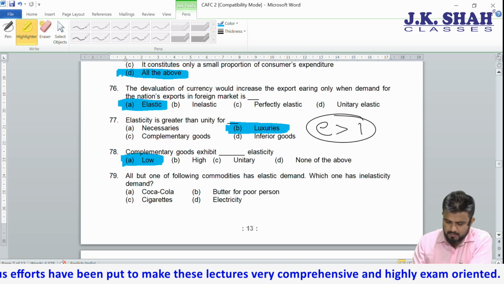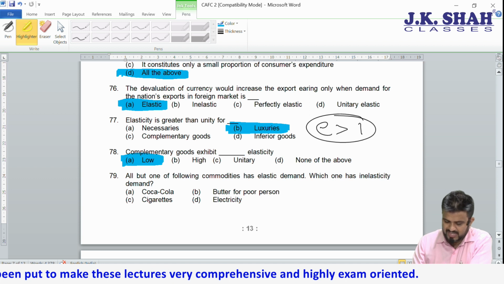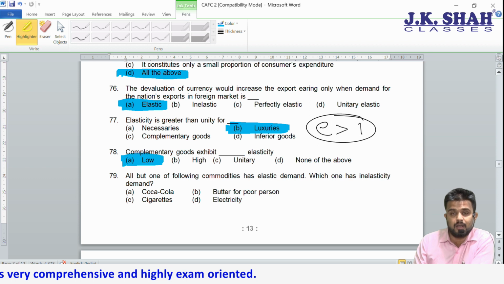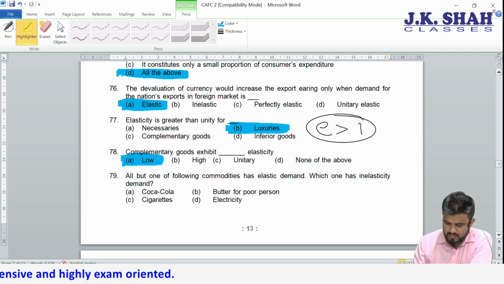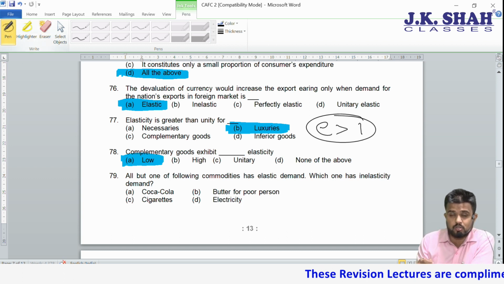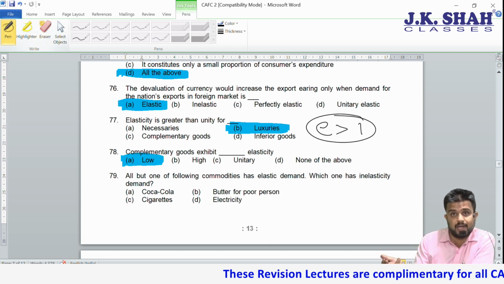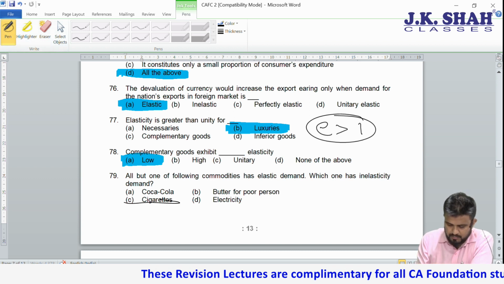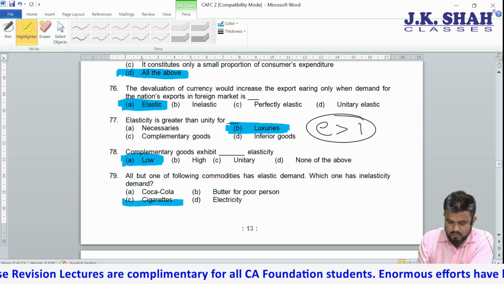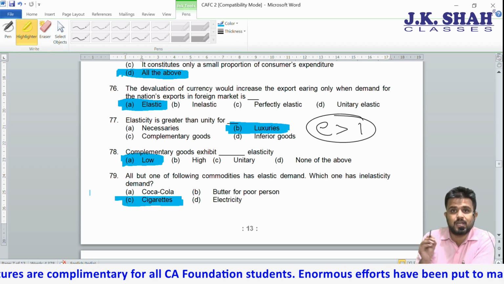Next is, all but one of the following commodities has elastic demand. Which one has inelastic demand? Very important. So can I say electricity has inelastic demand? I am very sorry, they have given cigarettes also. So a person who is habituated, for him it will become inelastic. So the most appropriate answer is cigarettes.